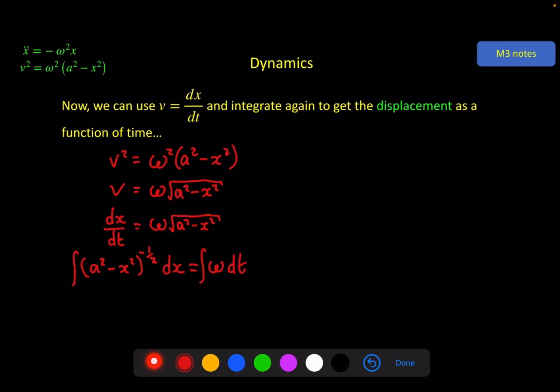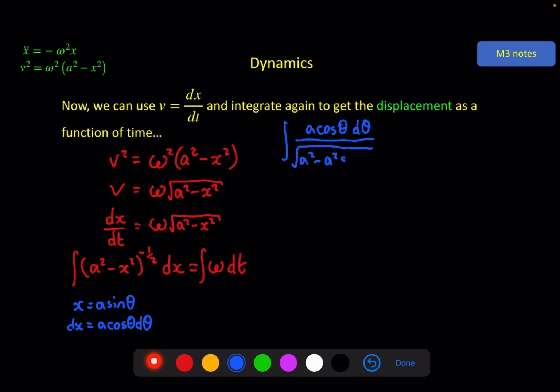And then we integrate, and we realize that actually this is not a standard integral. It's not that easy. To do this, we will want a substitution. Let's have x is equal to a sine theta. Differentiating that will give us dx is equal to a cosine theta d theta. Putting those in gives us the integral of a cosine theta d theta over the square root of a squared minus a squared sine squared theta. And of course on the right, omega dt.